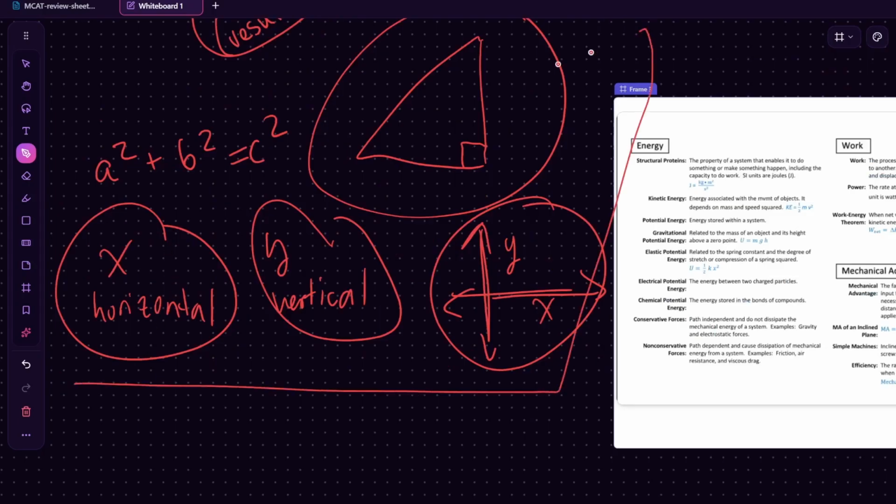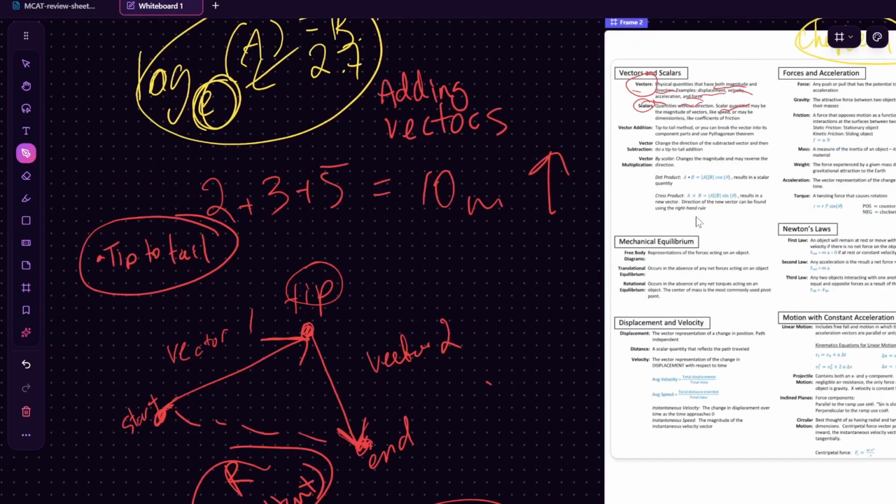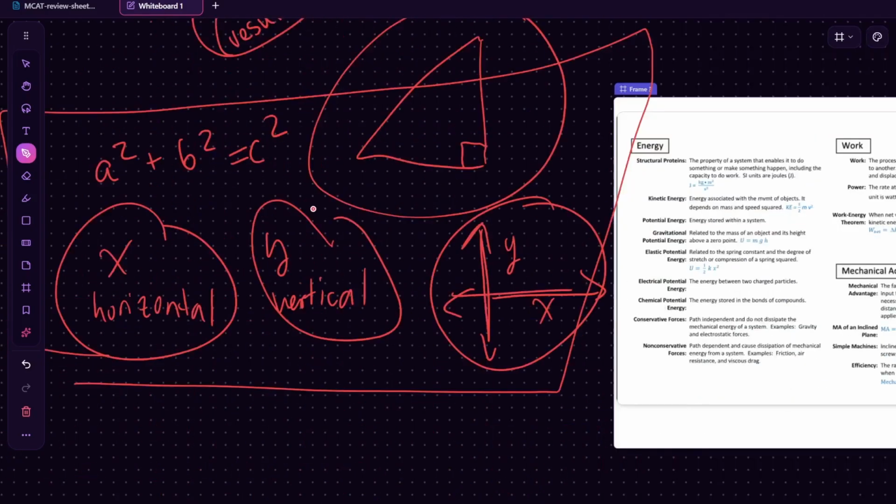That's how you would use Pythagorean theorem for that. What else does it say you can do? We're going to go on to vector subtraction.